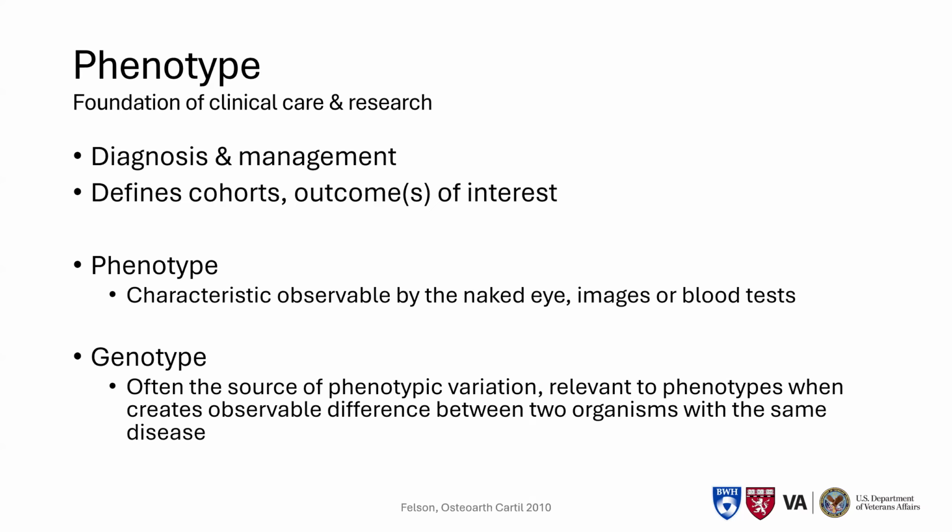So what is a phenotype? I thought this was best said by Dr. David Felson, who I know is a giant in the field of osteoarthritis. In his paper here, he states a phenotype is a characteristic observable by the naked eye, images, or blood tests. So something that's measurable that can differentiate one individual from another. In contrast, a genotype is often the source of phenotypic variation, but it's only relevant to phenotypes when it creates an observable difference between two individuals with the same disease.